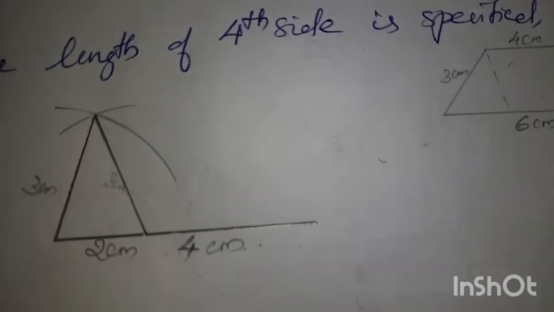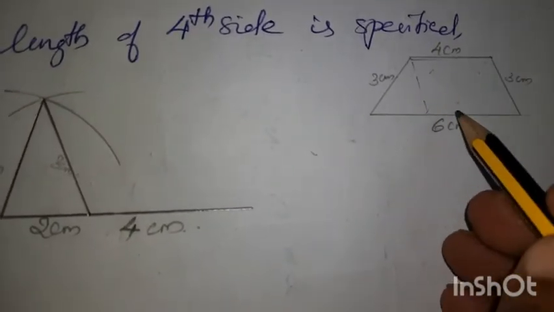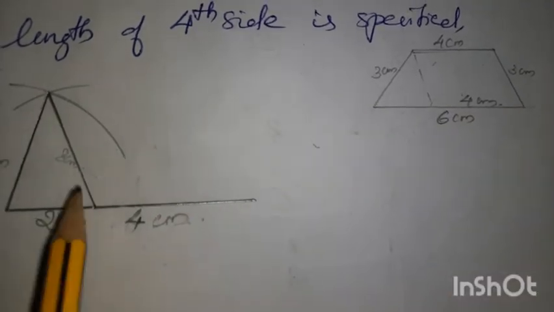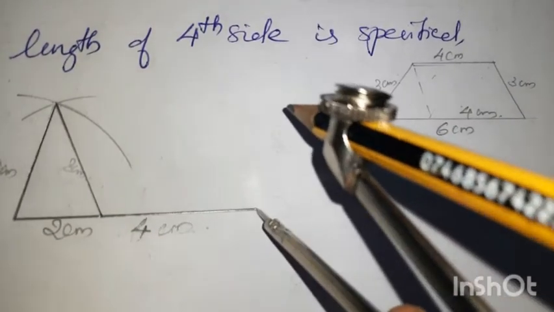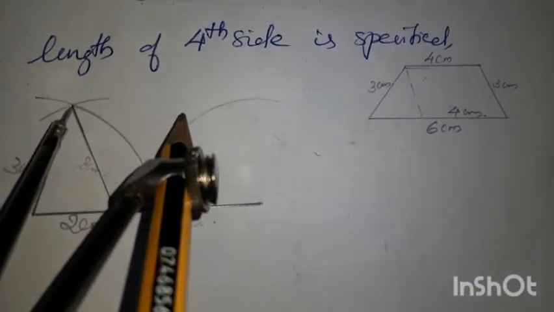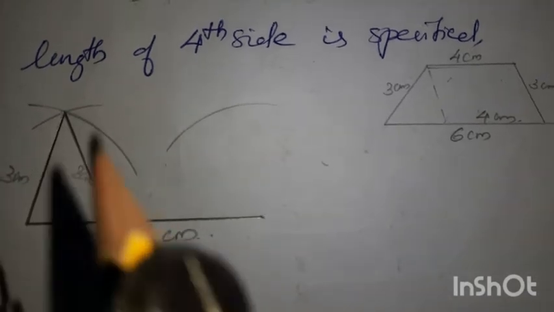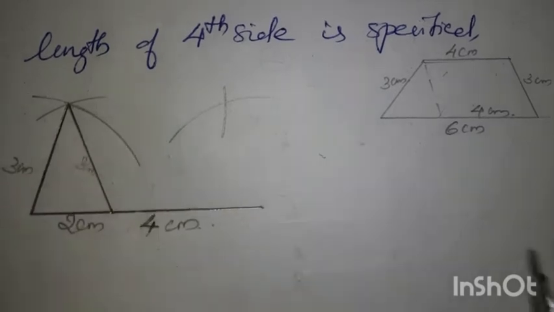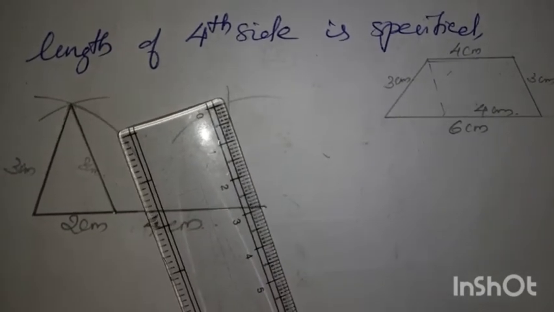Then next you have to draw a parallelogram. If this length is 4 centimeter, what about this? This is also 4 centimeter. This 4 centimeter you have to draw from here. Before that, first you have to draw a 3 centimeter arc. Then from this end, draw a 4 centimeter arc. So you have to join this. First you draw a 3 centimeter line here.